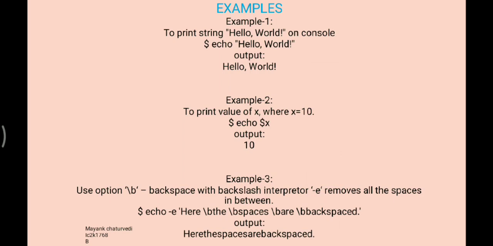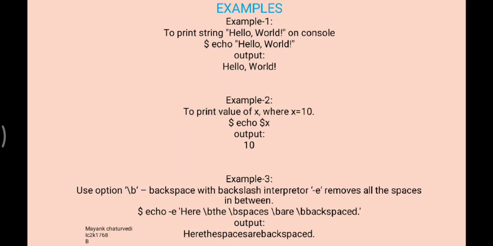Here are some examples of the echo command. Example 1: to print the string hello world on the console, we will use the command $echo hello world. Example 2: to print the value of x where x equals 10, the command will be $echo $x. So in the output, there will be the value of the variable x, that is 10.